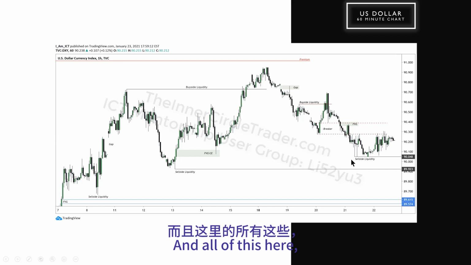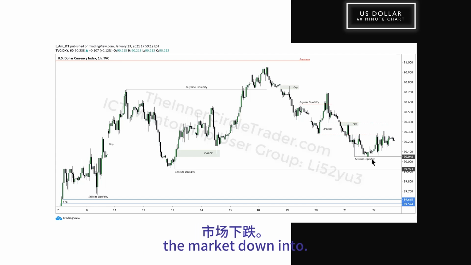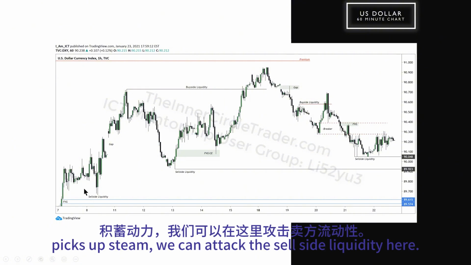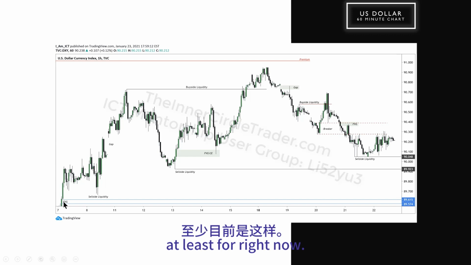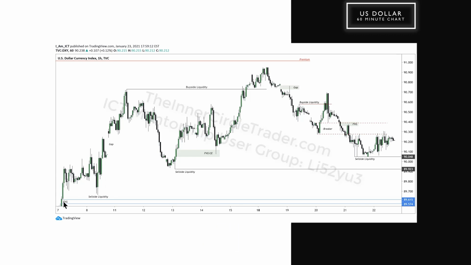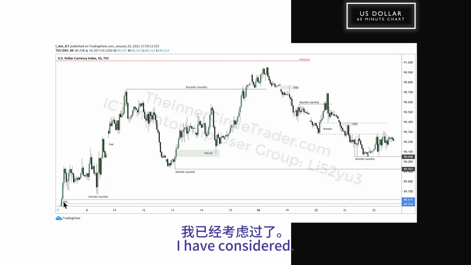And all of this here, that to me, I think is a little juicy area where they're going to want to take the market down into. If it accelerates and goes lower, picks up steam, we can attack the sell side liquidity here. And then right here's where my eye is, at least for right now. The moment at the chart close on Friday, this is what I see. This is, in my mind, the amount of chart that I have considered.